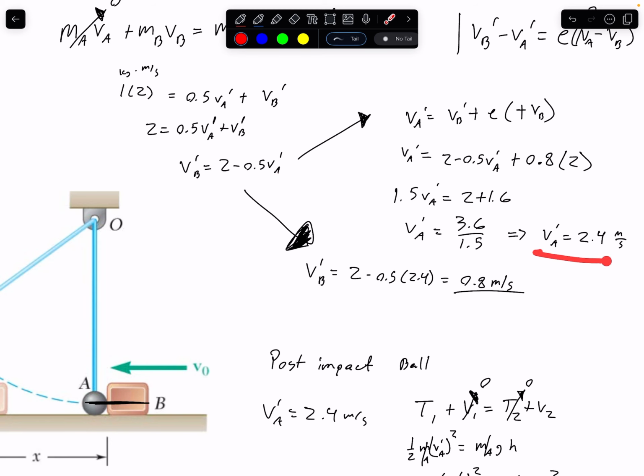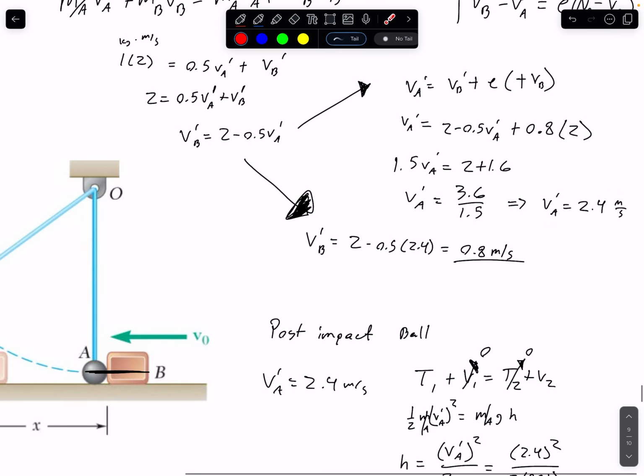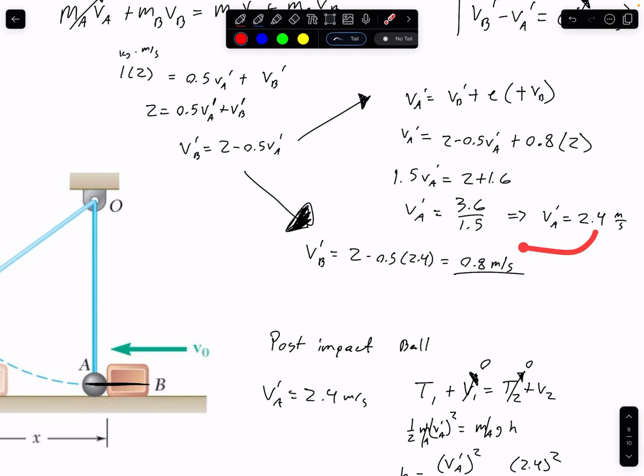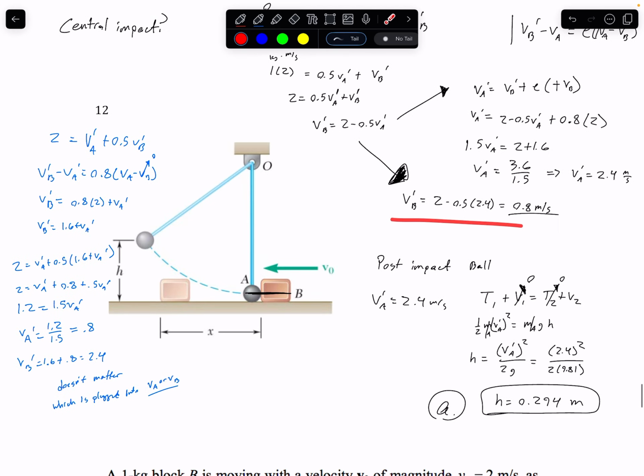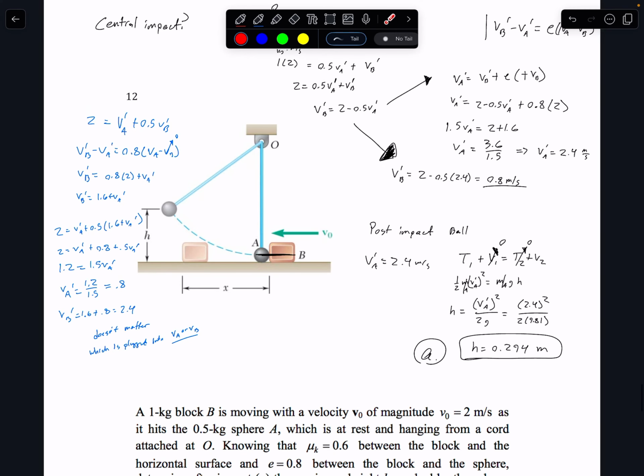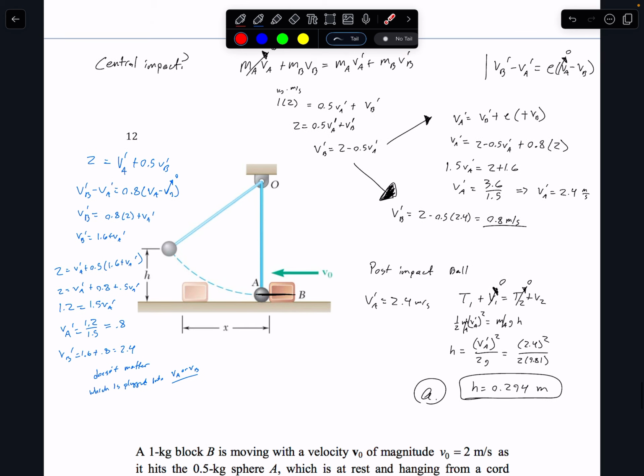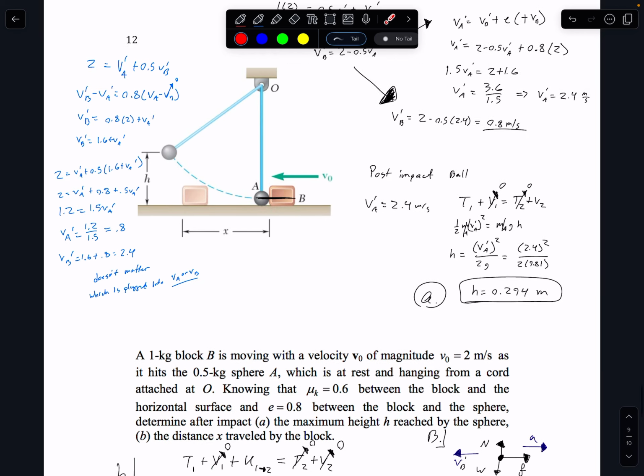We get that VA prime is equal to 2.4 meters per second. Then we can sub it right back into that equation, and we get that VB prime is equal to 0.8 meters per second. And this part over here is just testing out if I switch the variables, like if VA was really VB and such, and I got the same answer. So that was just for curiosity.